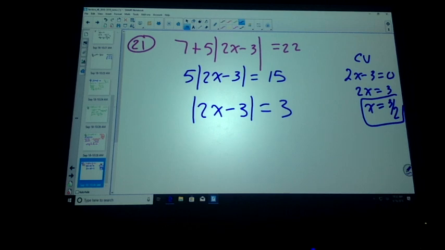Good job on order of operations. Addition's a lower power than distributive power of multiplication. Any other questions before we proceed forward?